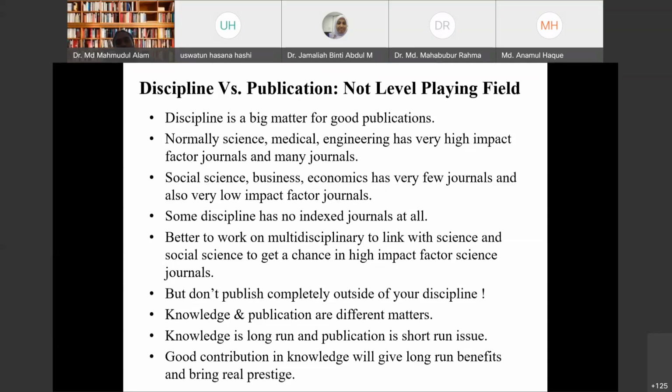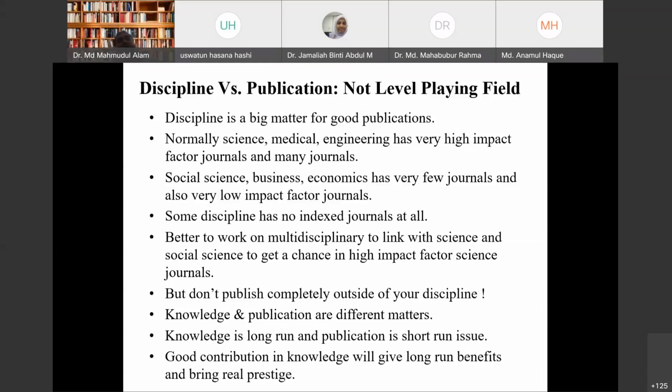Suppose medical, engineering, and science journals have high impact factors. All the top impact factors, 100+ impact factors, are medical journals. 80 impact factors are science journals. And what is the impact factor of social science? 2, 3. Business, 1. Average impact factor. So you cannot compare that I am from the science background.